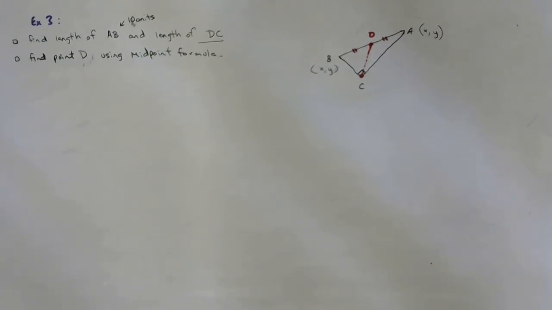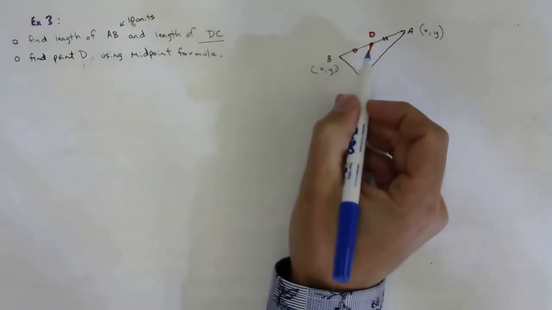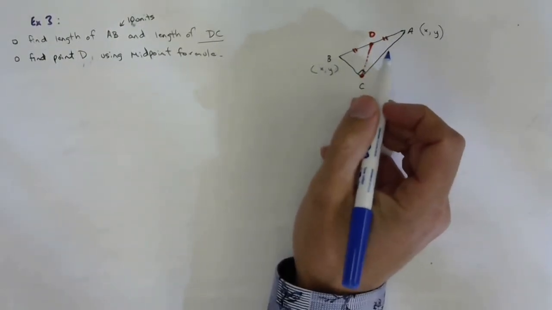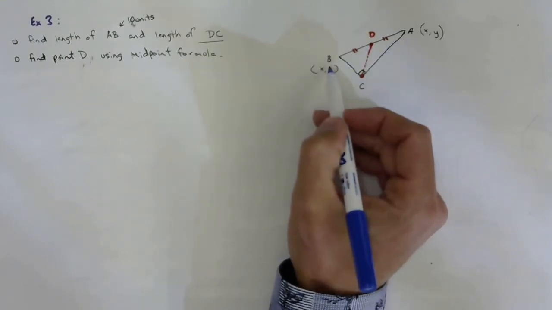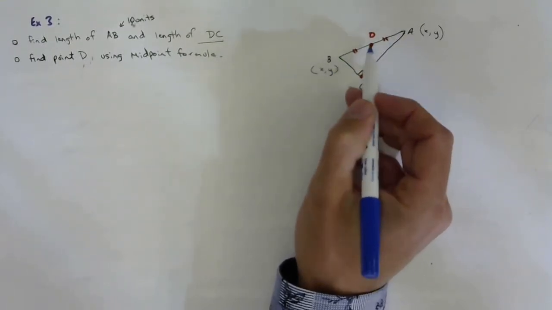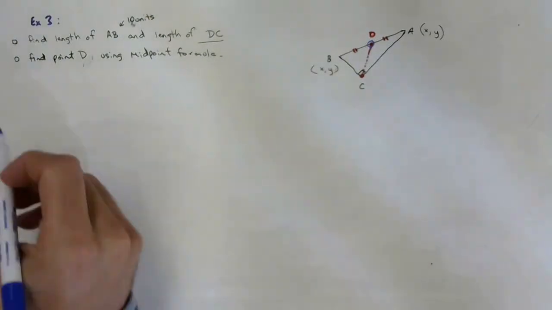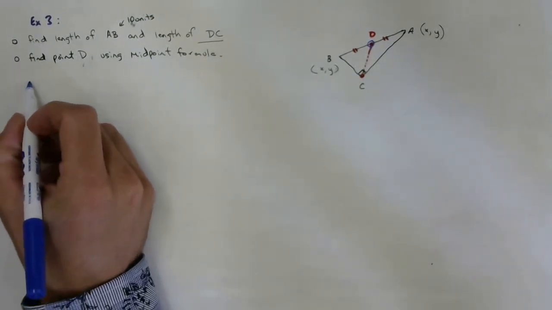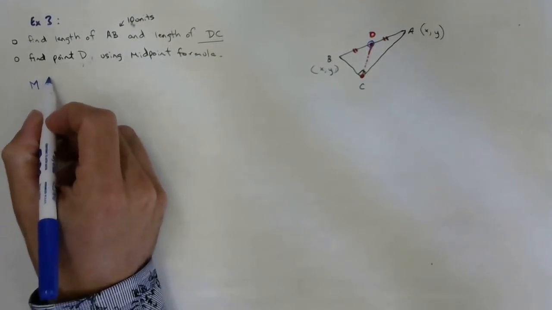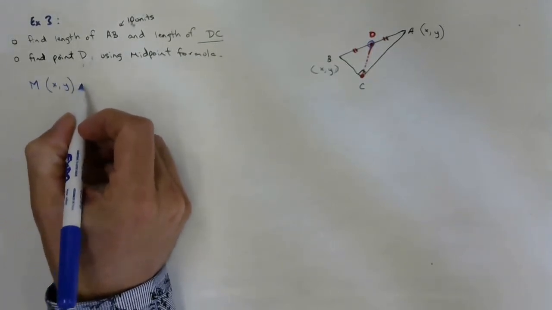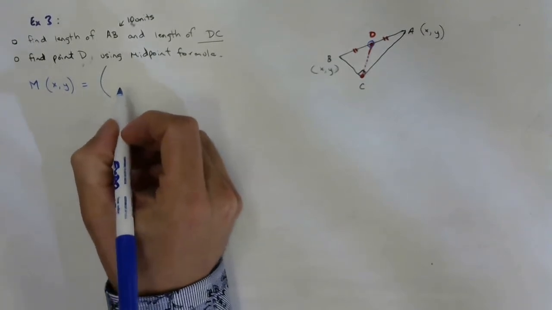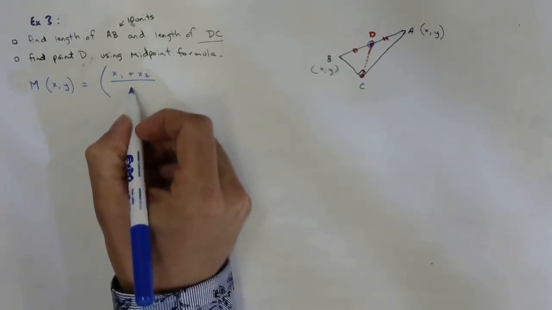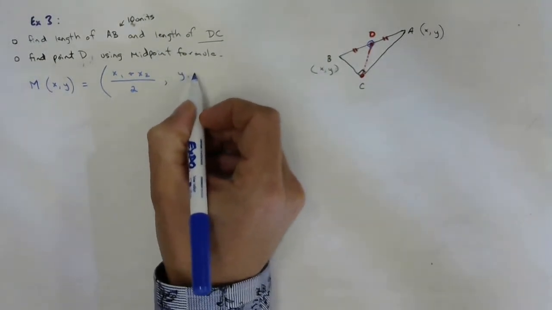So let's dig in. We're going to let D be the midpoint of AB. And then we're going to use the vertices A and B as our endpoints to find that midpoint. Do you remember your midpoint formula? Yeah. M equals x1 plus x2, divided by 2, comma, y1 plus y2, divided by 2.